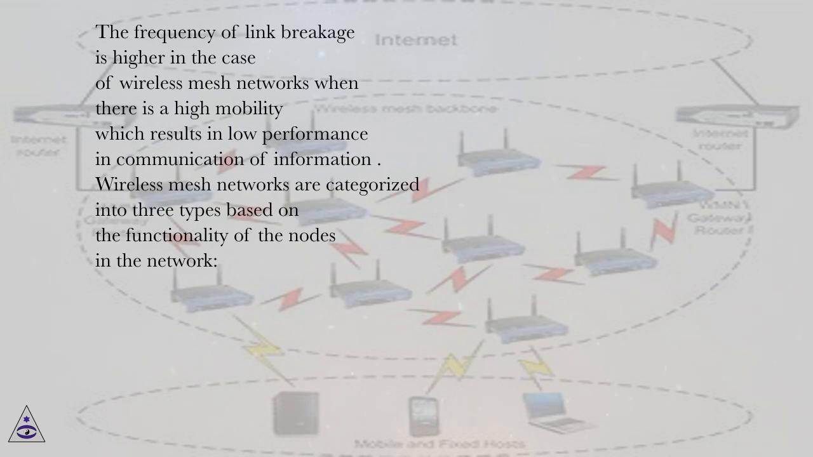The frequency of link breakage is higher in the case of wireless mesh networks when there is a high mobility, which results in low performance in communication of information. Wireless mesh networks are categorized into three types based on the functionality of the nodes in the network.